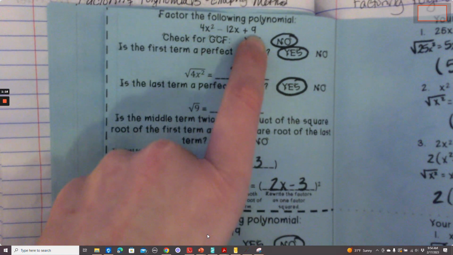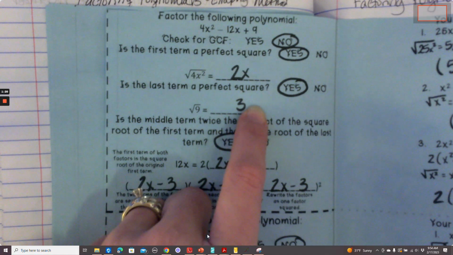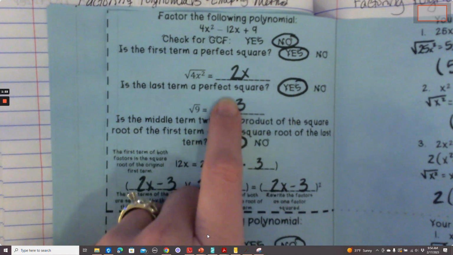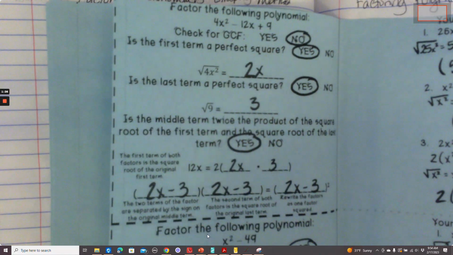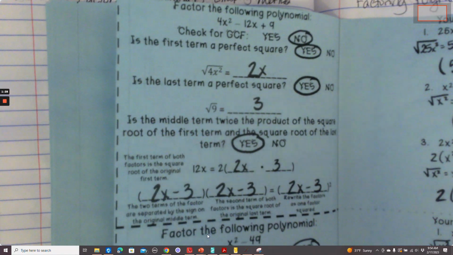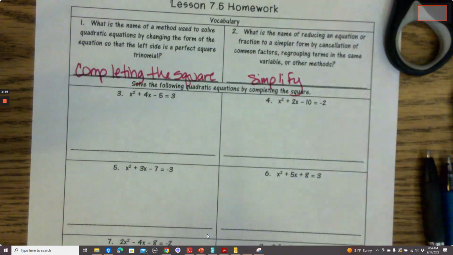So the square root of 9 is 3, and then twice the product. So 3 times 3 is 9, times 2 is 12. Again, this is why I don't teach this method a lot. I'm going to show it to you, but all of these you can do with quadratic formula.